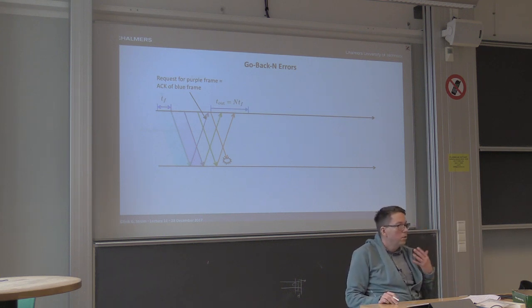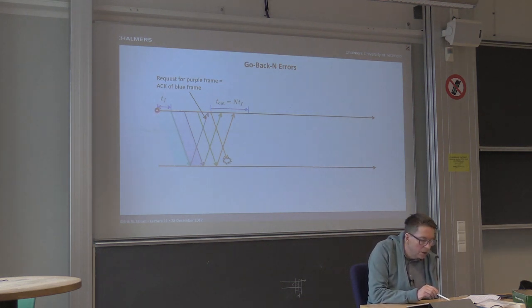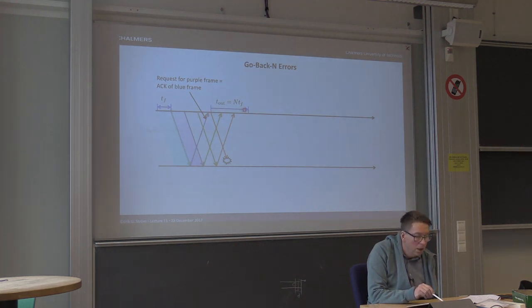Okay. Now, everything works great here until we get an error. So what's going to happen when we get an error? Well, for each frame that we transmit, this frame, this frame, this frame, this frame, we will start a timeout. And the timeout we put to be proportional to the frame duration, so it's this capital N times the frame duration. So if this frame is lost, then at this point in time, that would trigger a retransmission of that frame.